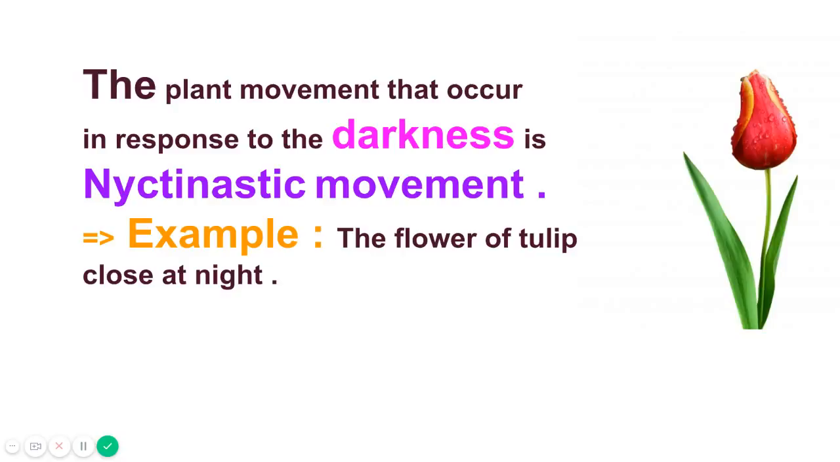On the other hand, the plant movement that occurred in response to the darkness is nyctinastic movement. At night, darkness prevails. So N for night and N for nycti. So the plant movement that occurred in response to darkness is nyctinastic movement. The example is the flower of tulip close at night.